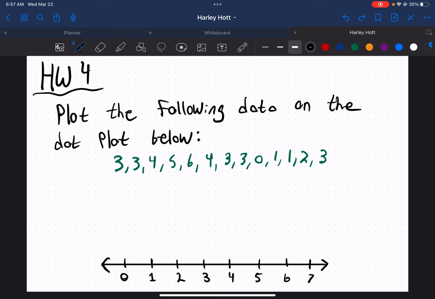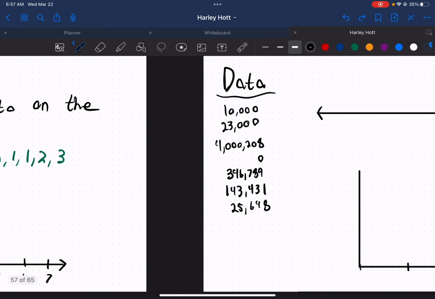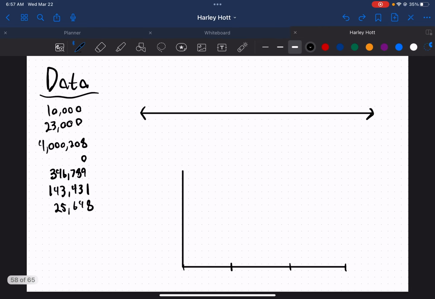Dot plots are very helpful. They come up a lot, but they aren't universally good, I would say. They don't fit every scenario for visualizing data. So here is an example of some data that wouldn't work well on a dot plot. So we can start going 0, 1, 2, 3, 4, right? But you can pretty quickly see the problem here.